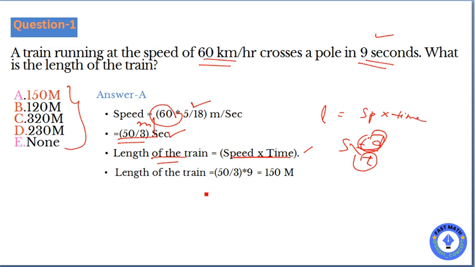In this problem, 50 by 3 is our speed, and 9 seconds is the time to cross that pole. That is 50 by 3 into 9. The length of the train will be 150 meters.